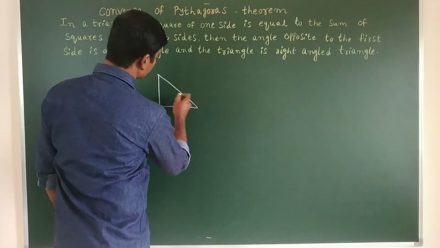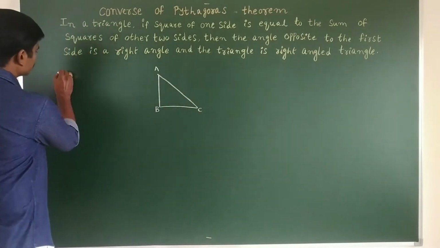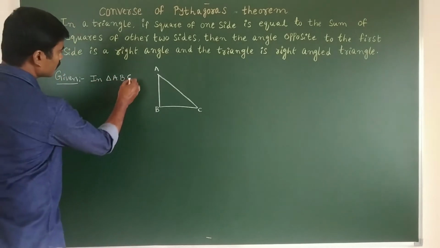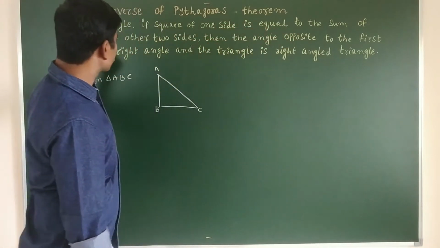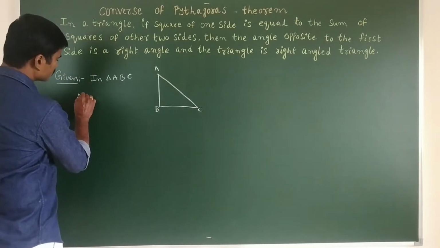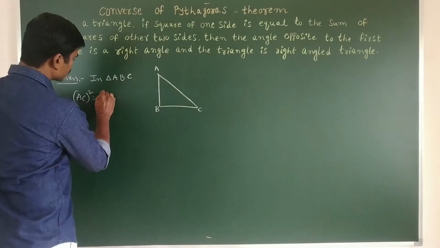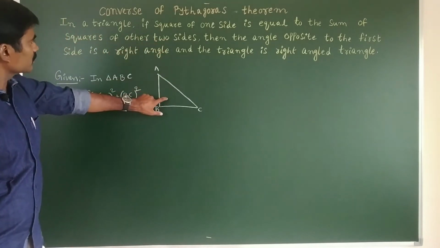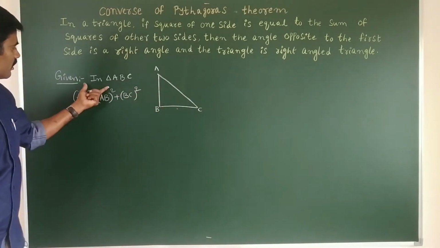ABC. This is the given triangle. In this given triangle ABC, the given condition is, if the square of one side is equal to the sum of the squares of the other two sides. So, we take this as the longest side of the triangle. So, in triangle ABC, suppose AC square is equal to AB square plus BC square. This is the given condition.